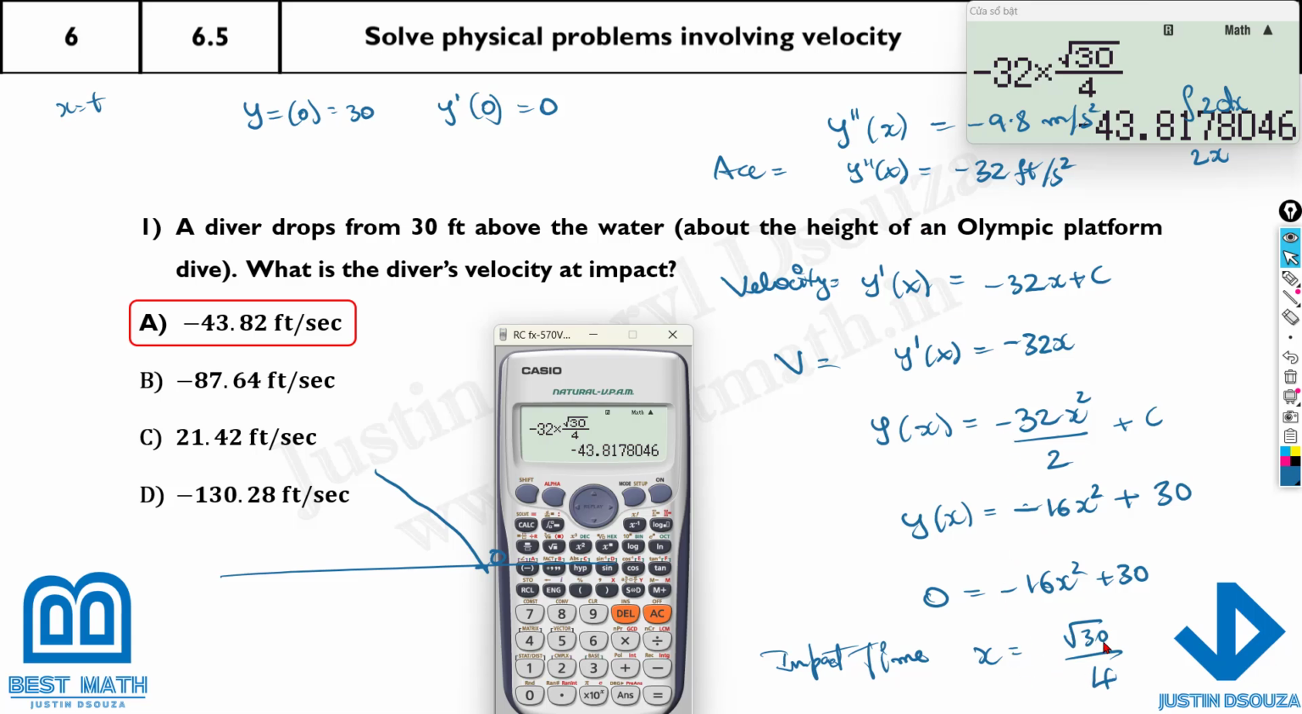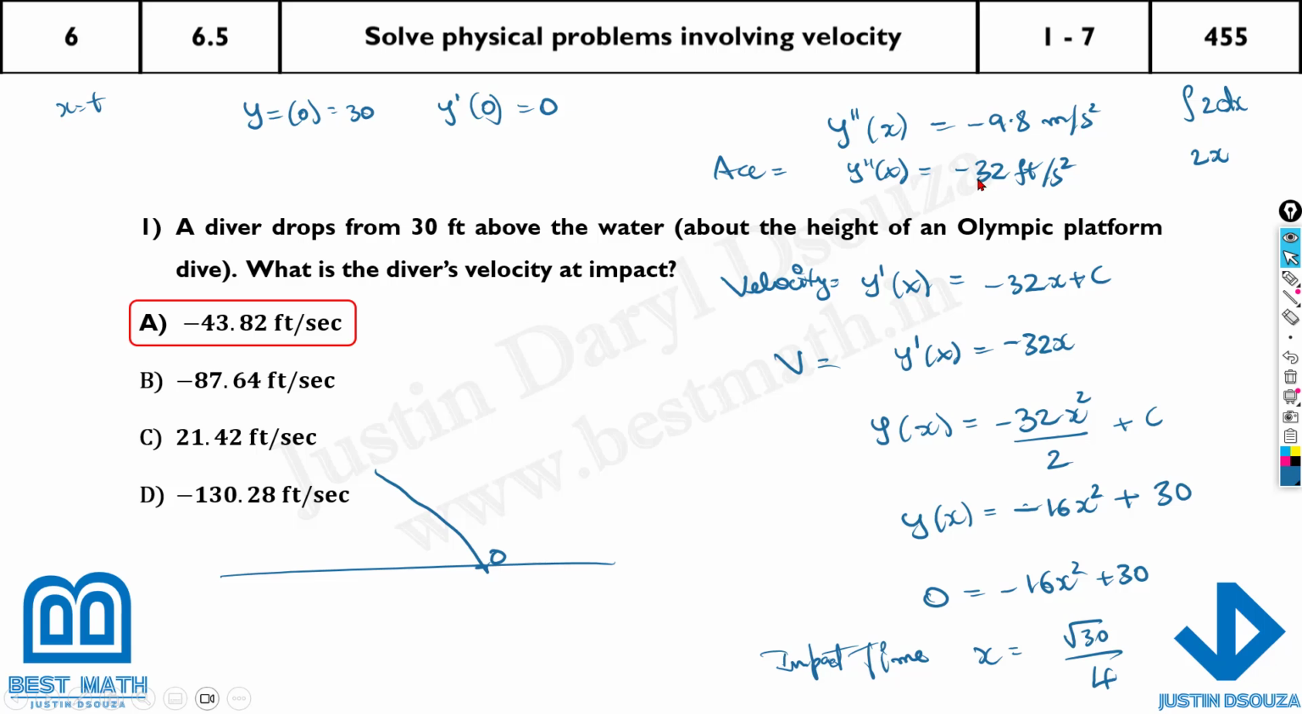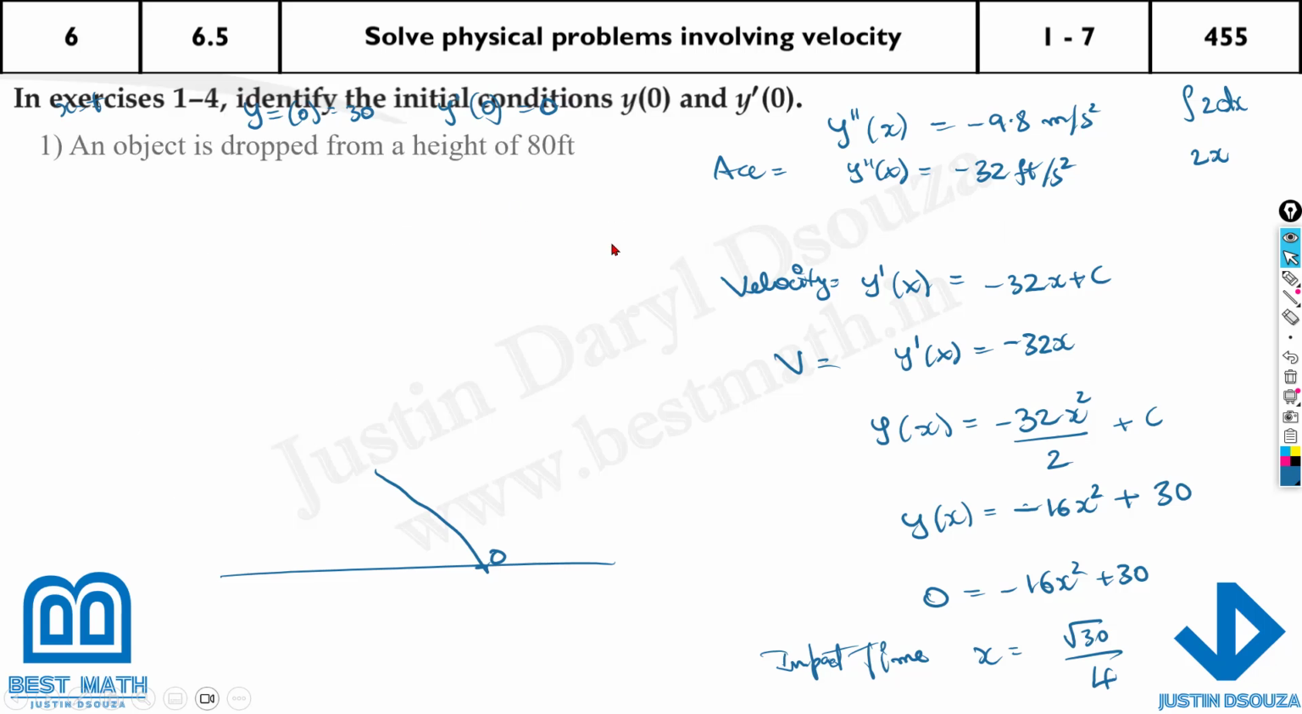Once you do this, whatever velocity you get, just put it back. So remember what is given to you. If it was given in terms of meters, then use minus 9.8. But here it was given in terms of feet, so use minus 32 feet per second squared. Generally, they might give that in the question itself. But if it's not given, just look at the unit of measure and then solve it.